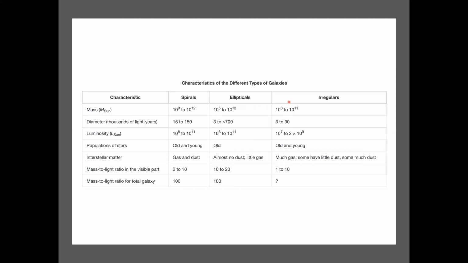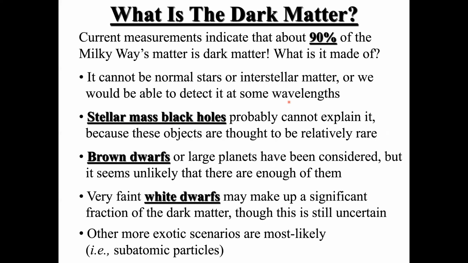And if you look at the mass to light ratio in the visible part only, the spiral galaxies have a low mass to light ratio because they emit a lot of light because of the new stars, compared to the elliptical galaxy. However, if you look at the mass to light ratio of the total galaxy, including the dark matter, you cannot see any difference between spirals and ellipticals. Both come up to roughly a value of 100, because dark matter dominates when you include it.